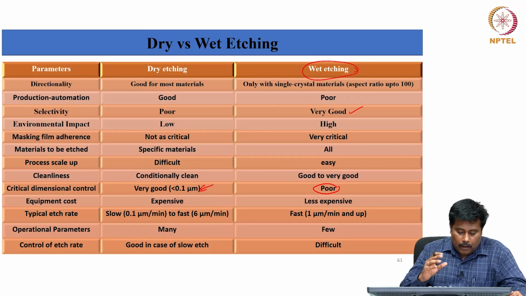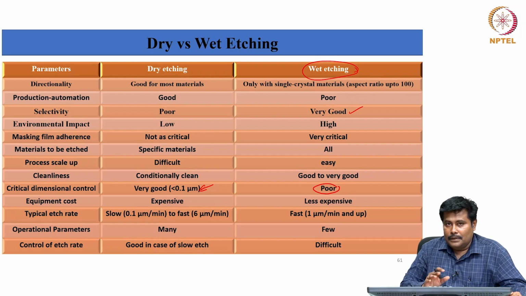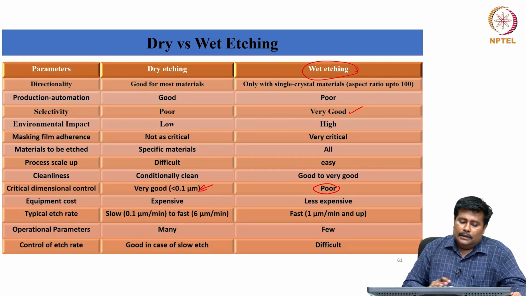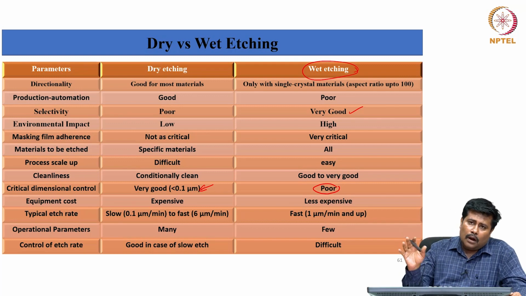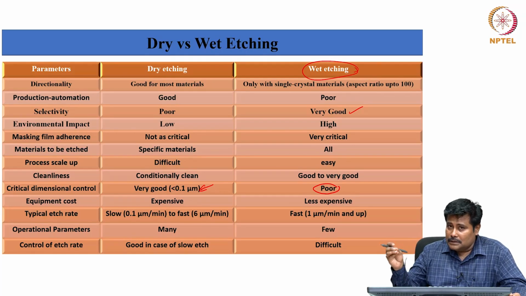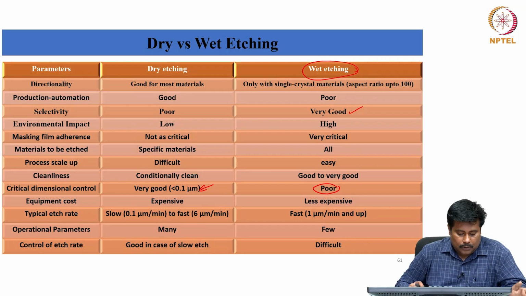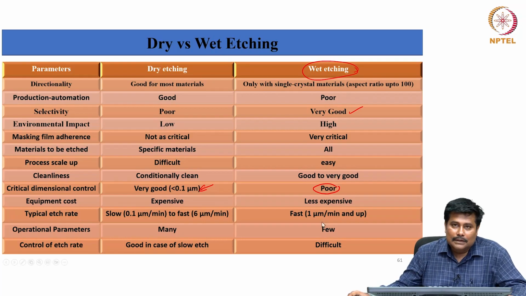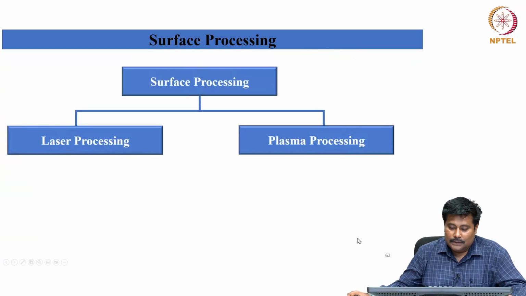And from an operational parameters point of view, in the case of the dry etching process, there are lots of parameters involved. In the case of the wet etching process, it is very limited, only a few characteristics. Control of etch rate is good in the case of slow etch, however it is difficult in the case of a wet etching process.